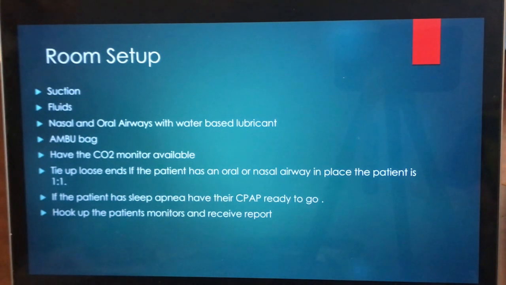You want to make sure that you are ready for your patient to come in, so tie up all your loose ends and be ready to stay in the room as soon as your patient arrives. You'll have to be in there to get report, hook up your patient to all your monitors, and you would need to start surveillance of your patient immediately.